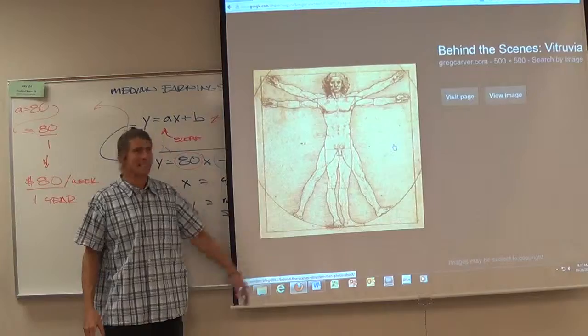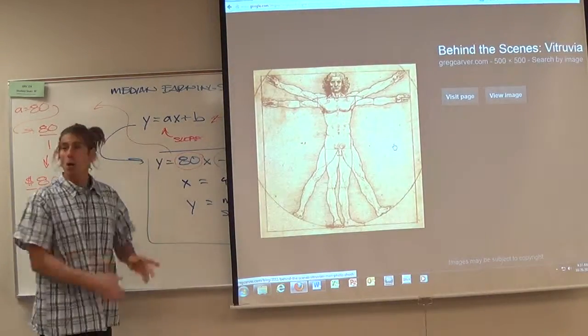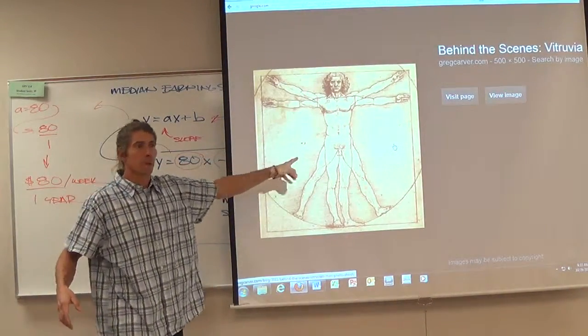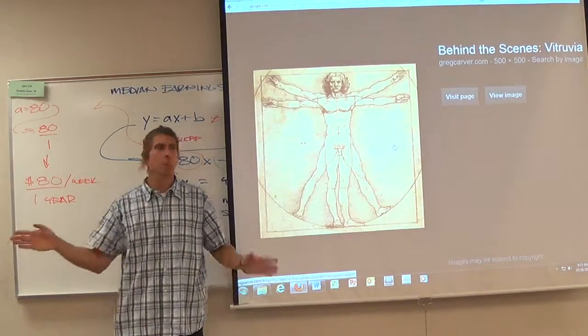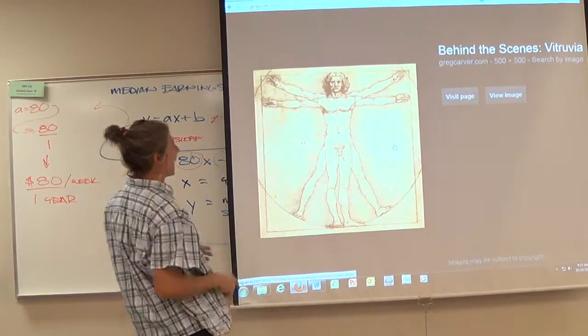Archaeological exam. What's he showing us? Symmetry, proportionality. I love the fact there's a square and a circle.